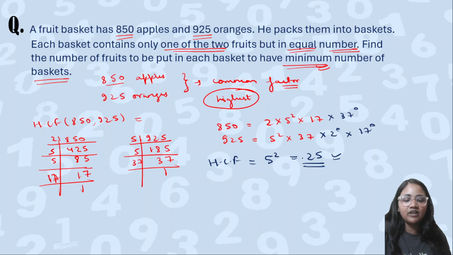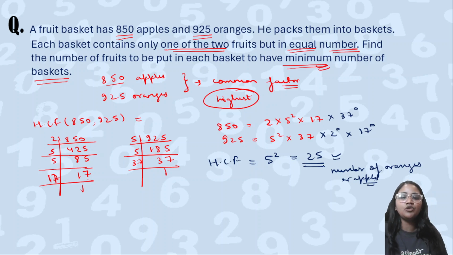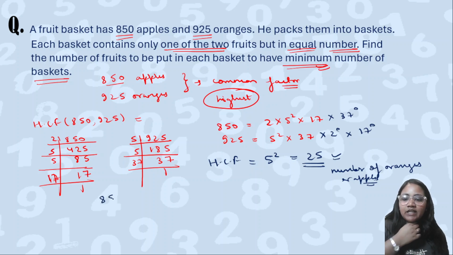But the 25 is the number of oranges or apples. So it means that you can divide 850 apples into groups of 25 apples, right? So how many baskets do we need? If I divide 850 by 25, how much am I getting? 25 times 3 is 75, and 4 times 100. So we are getting 34 baskets will be needed for apples, and for 925 oranges.